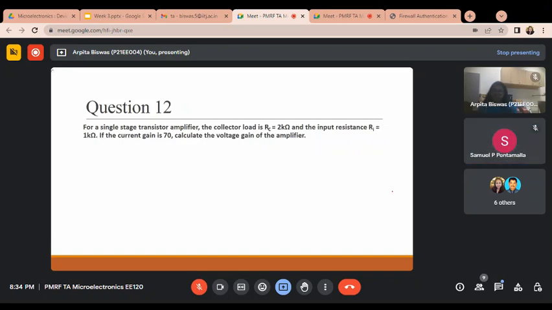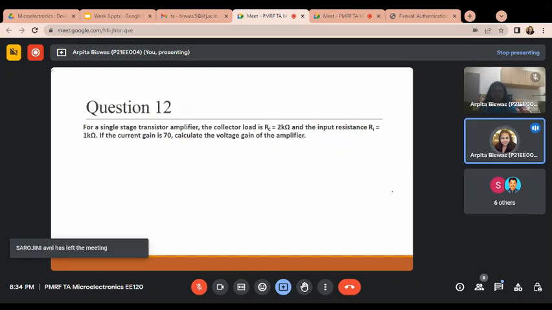So this is also a basic question. Please solve this. For a single stage transistor amplifier, the collector load RC is 2 kilo ohm and the input resistance RI is also 1 kilo ohm. So if the current gain is 70, then calculate the voltage gain of the amplifier. I think this type of question also we have solved in the previous class. Please solve.